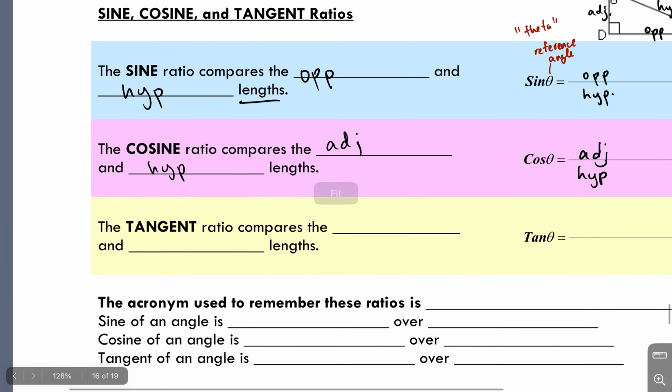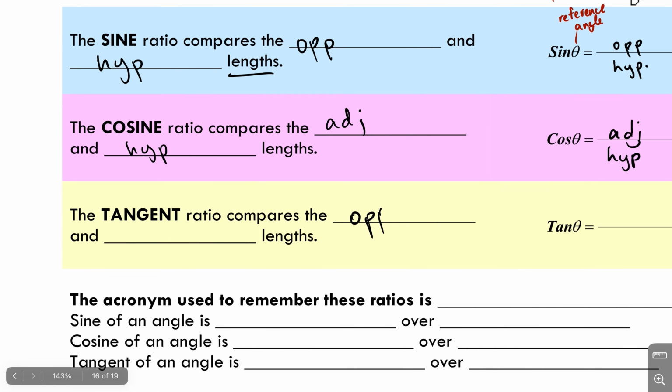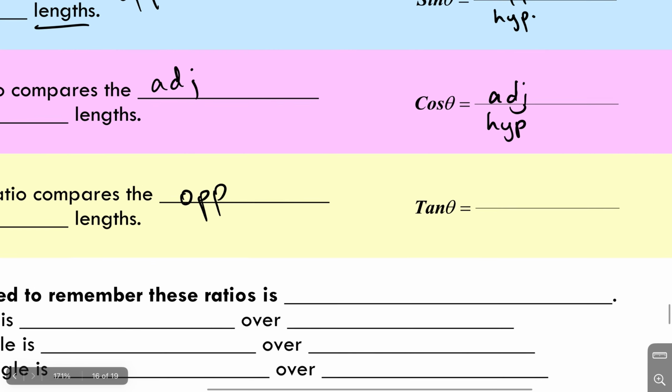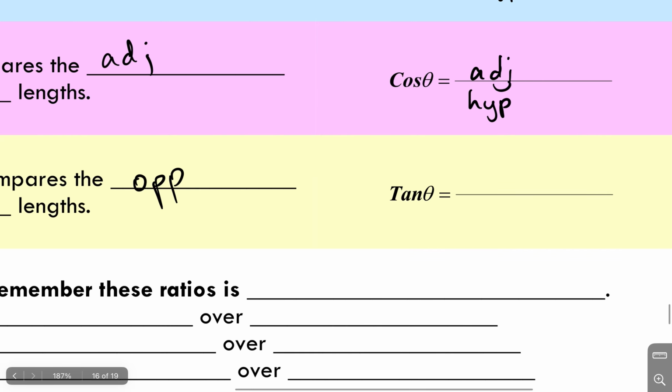And the third ratio, the opposite divided by the adjacent side lengths, is called the tangent ratio. And on your calculators, you'll have a button called tan with a theta in it, and that just relates the opposite side over the adjacent side.